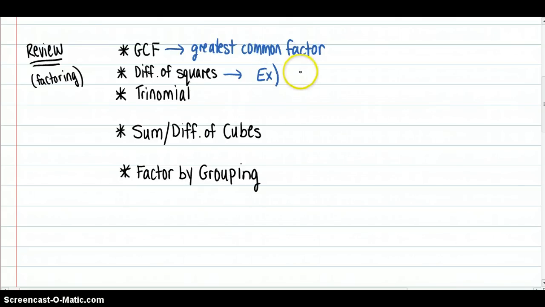Like if I said 9x squared minus 4. All right, 9x squared is a perfect square, 4 is a perfect square, and we're subtracting. So we can factor this simply by taking the square roots of each term. Square root of 9x squared is 3x. That'll go in front. Square root of 4 is 2. And then one's always a plus, one's always a minus.